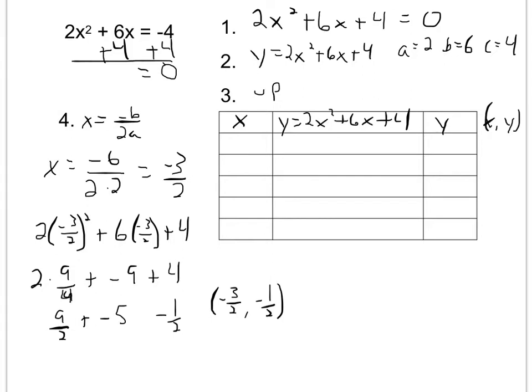So I'm going to put negative 3 halves. I'm going to write it as negative 1 and a half just because. Okay, I'm not going to fill in all this middle section because I already did all that work over here and I don't want to do it again. Okay, and the y came out as negative 1 half.